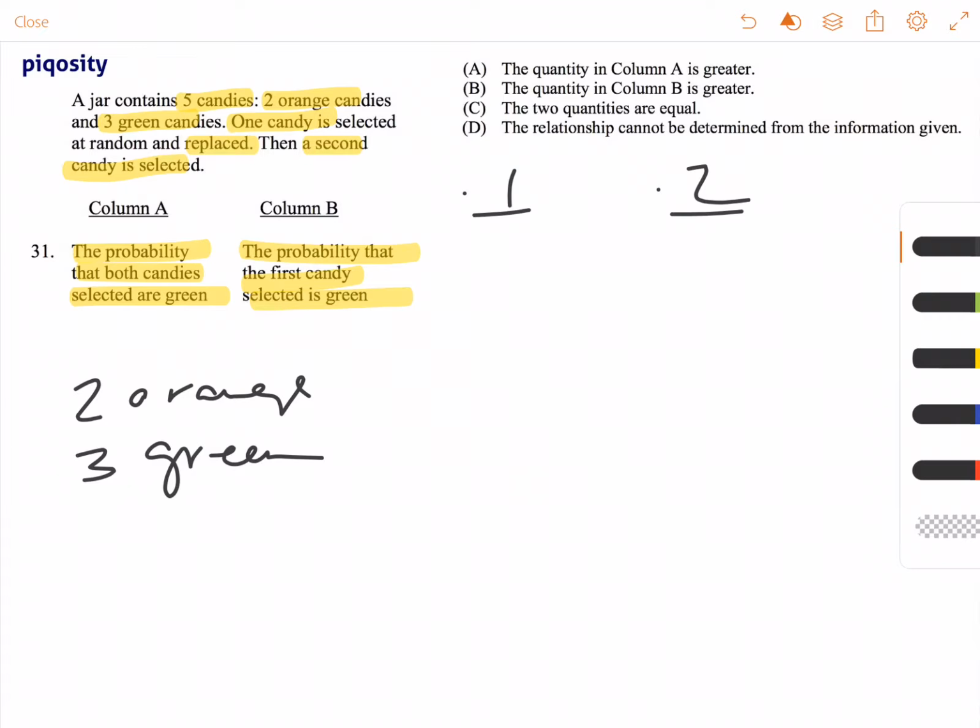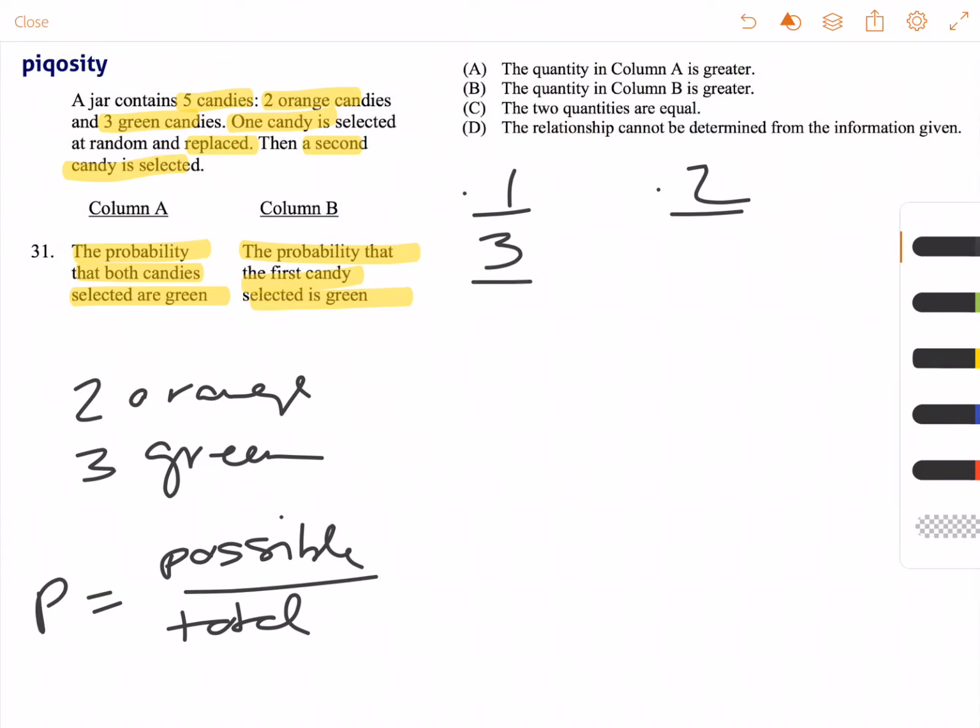So let's look at column B. The probability that the first candy selected is green. So remember that in probability, it's possible outcomes over total. So for green, on the first go, we're saying 3 out of 5. 3 greens and 5 candies in total. So that is the value for column B.